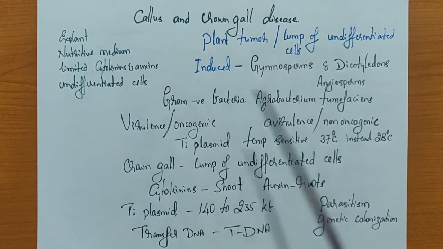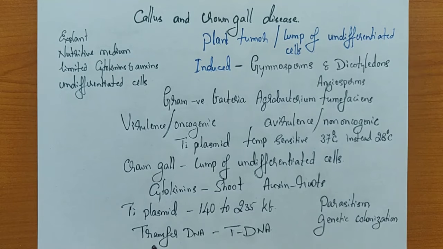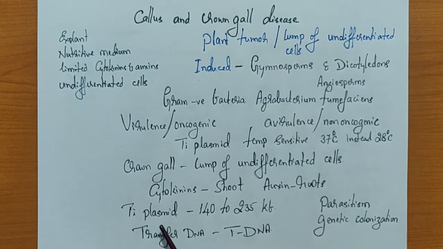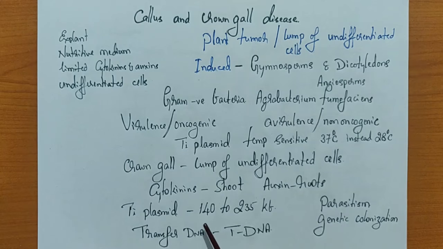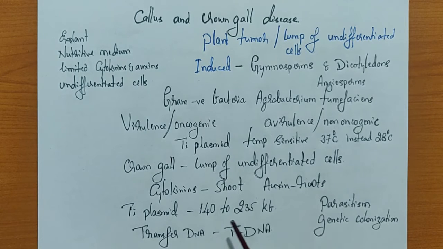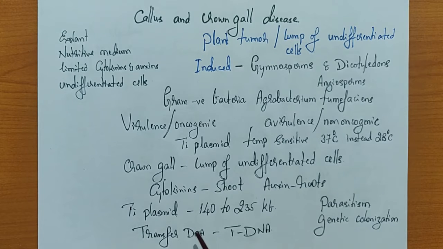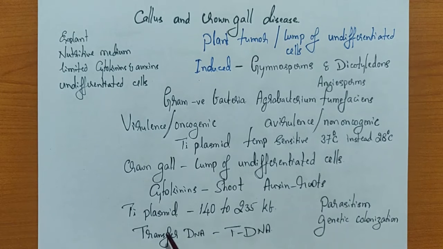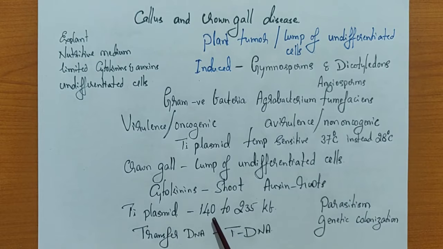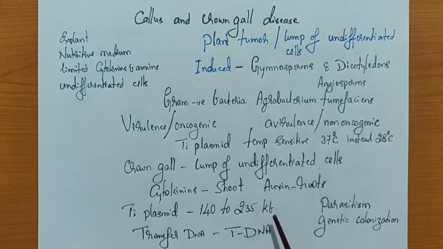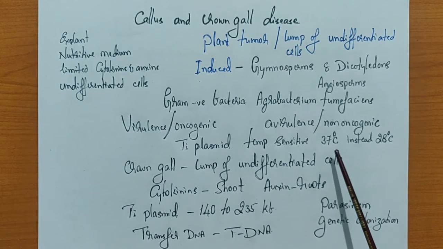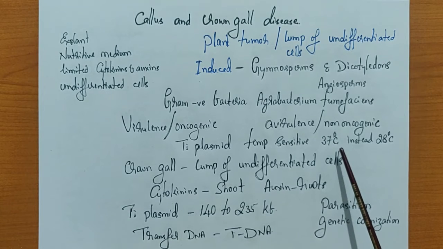Now when you try to analyze this particular Ti plasmid, it is a circular plasmid, and this circular plasmid has a size, because they have isolated several plasmids from this Agrobacterium tumefaciens. Now the size of these plasmids can vary from 140 to 235 kilobases, and all of them are temperature sensitive. Now that is going to be the 37 degrees centigrade.